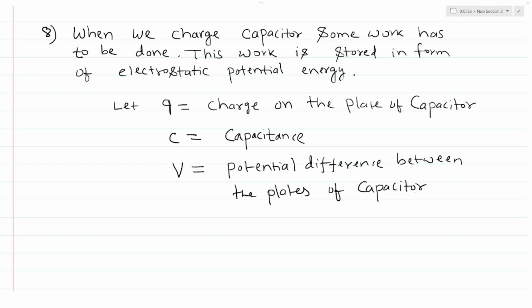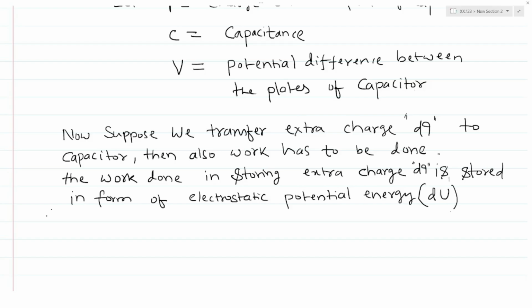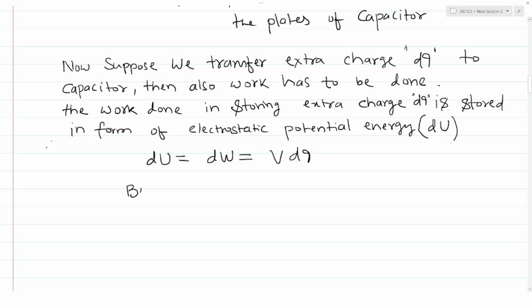Let Q equal the charge on the plate of the capacitor, C equal the capacitance, and V equal the potential difference between the plates of the capacitor. Now suppose we transfer an extra charge dq to the capacitor, then also work has to be done. The work done in storing the extra charge dq is stored in the form of electrostatic potential energy. So the electrostatic potential energy dU equals the work done, which equals the product of V and dq. But V equals Q upon C. Therefore, dU equals Q upon C multiplied by dq.